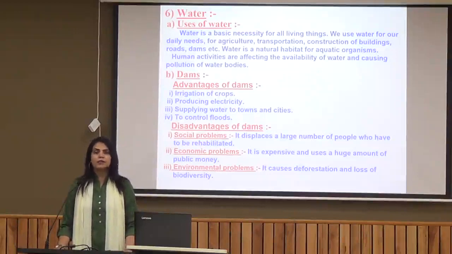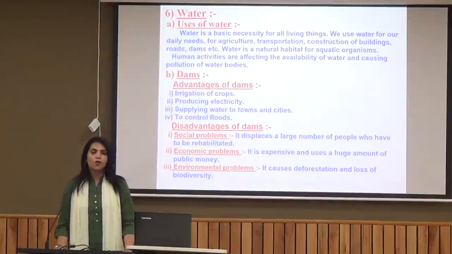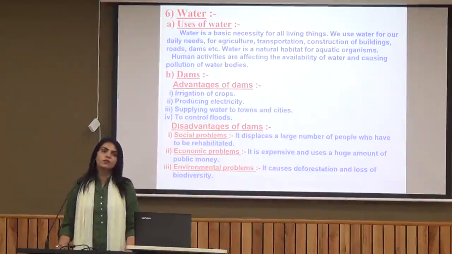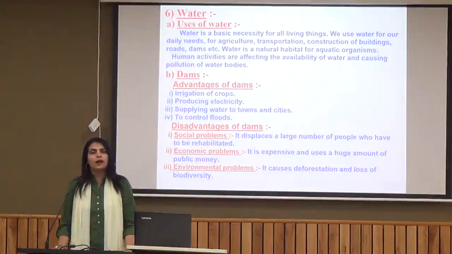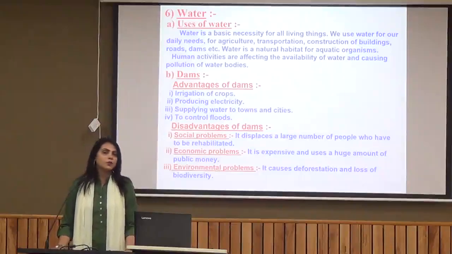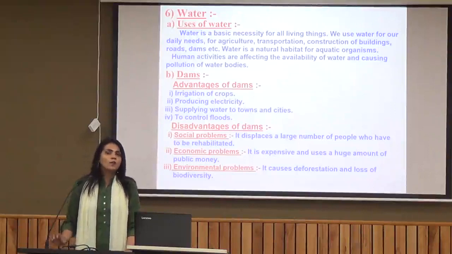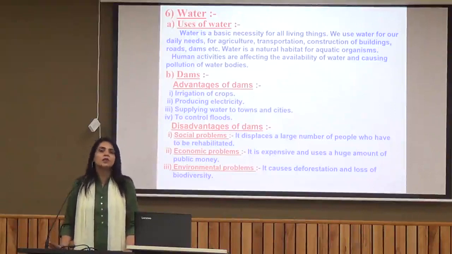So these are the advantages, but what are the disadvantages? For example, whenever we build a dam on a large scale, the first problem is the social problem, because it displaces a large number of local people who are living in that area. The second thing is the economic problem. A lot of public money is invested in this, but everyone is not getting the benefit.